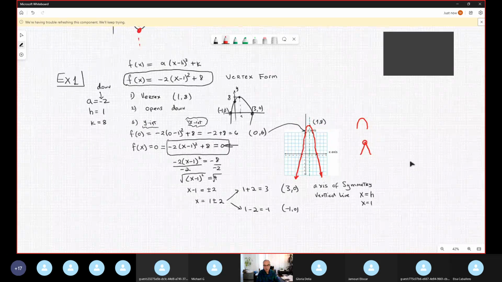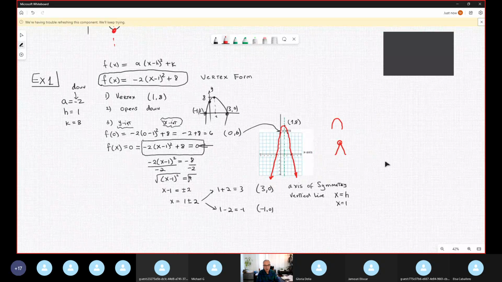Okay, let me see in Desmos example 1, because Desmos is a confirmation. Everything we are doing by hand is good. Let me try.